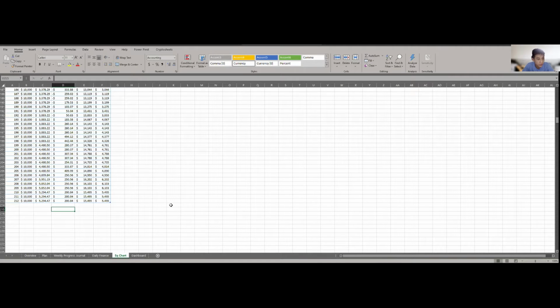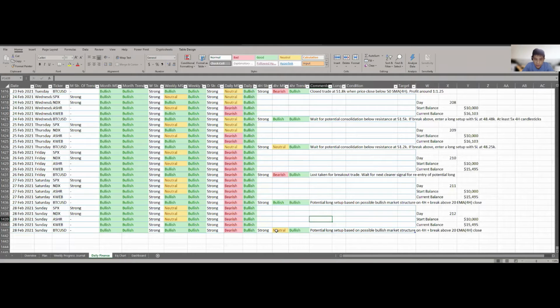Firstly, you'll notice the balance remains the same. There are no trades being closed, so that's something to take note of. Otherwise, for today, I'm just going to do a very quick market structure update on the daily and the 4-hourly market structure for Bitcoin.